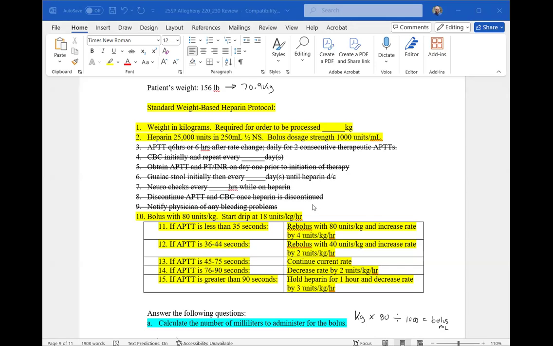Someone asked, will the units per kilogram, units per kilogram per hour always stay the same? Yeah, if it's following the weight-based protocol, it will be the same. Now, I have seen variations of the heparin questions where they tell you to do 60 units per kilogram for the bolus, and then 16 units per kilogram per hour for the infusion. So they could change it, but you're going to read and pay attention and make sure that if they did change it, you know that that's there. I don't think that they're going to do that. I think they're going to follow the standard weight-based protocol, which is, like I said, the 80 and the 18.